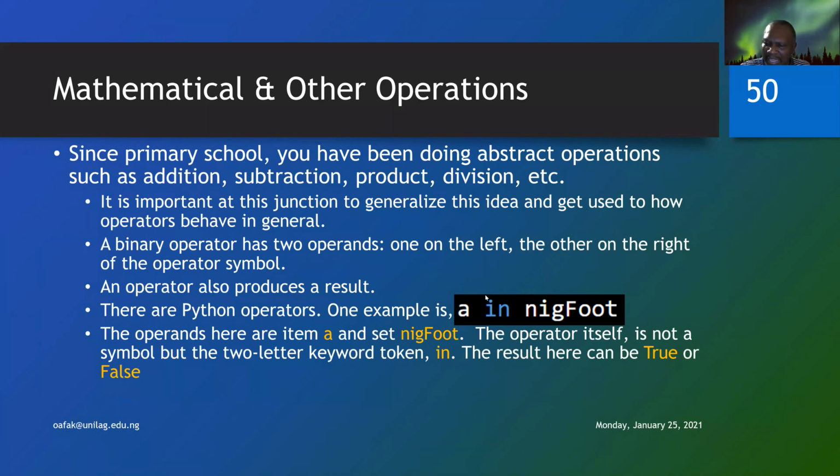In this particular case now, the operator is represented in this two-letter keyword token, in. That is the operator. The operator here is in, and the operands are A and Knightfoot. So the operands here are the item A and the set Knightfoot. The operator itself is not a symbol, but a two-letter keyword token, in. The result here can be true or false.